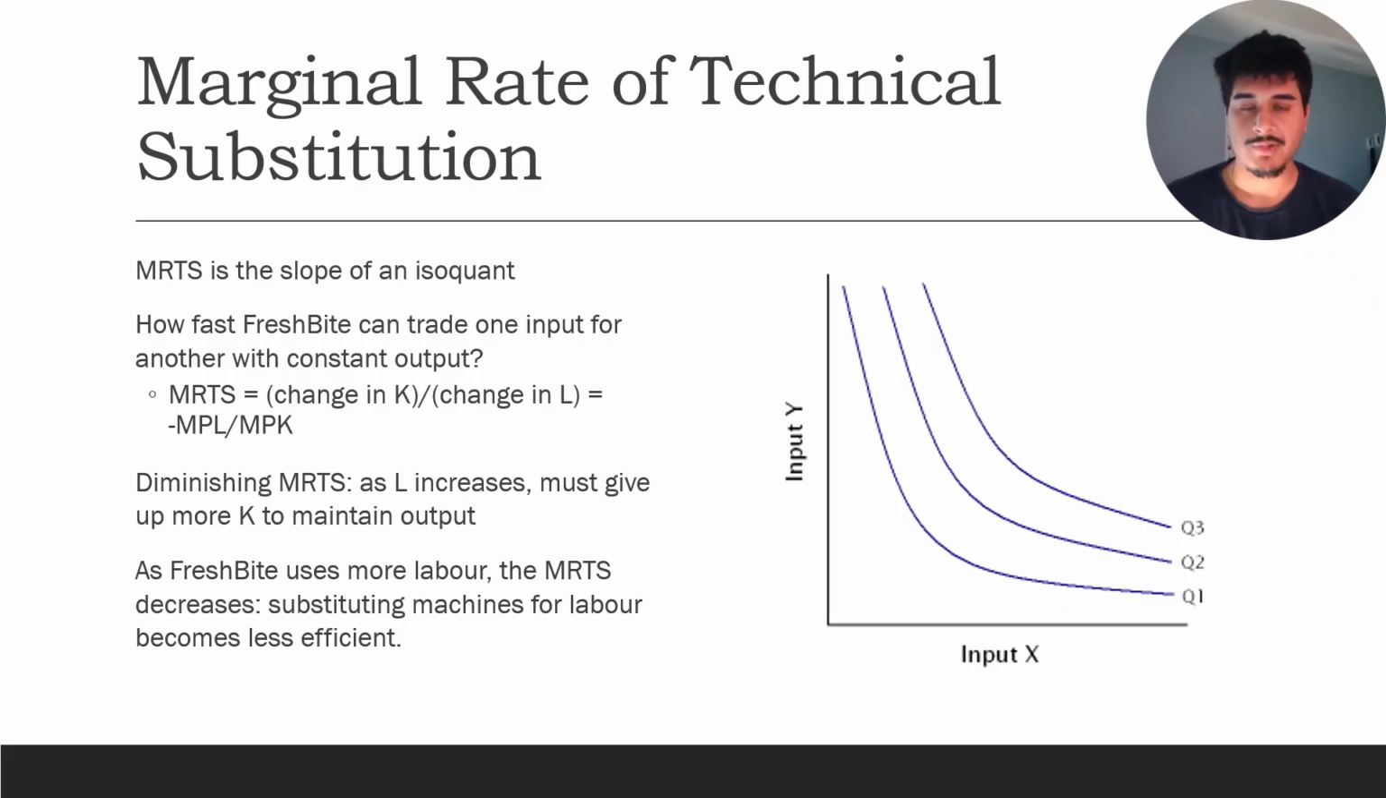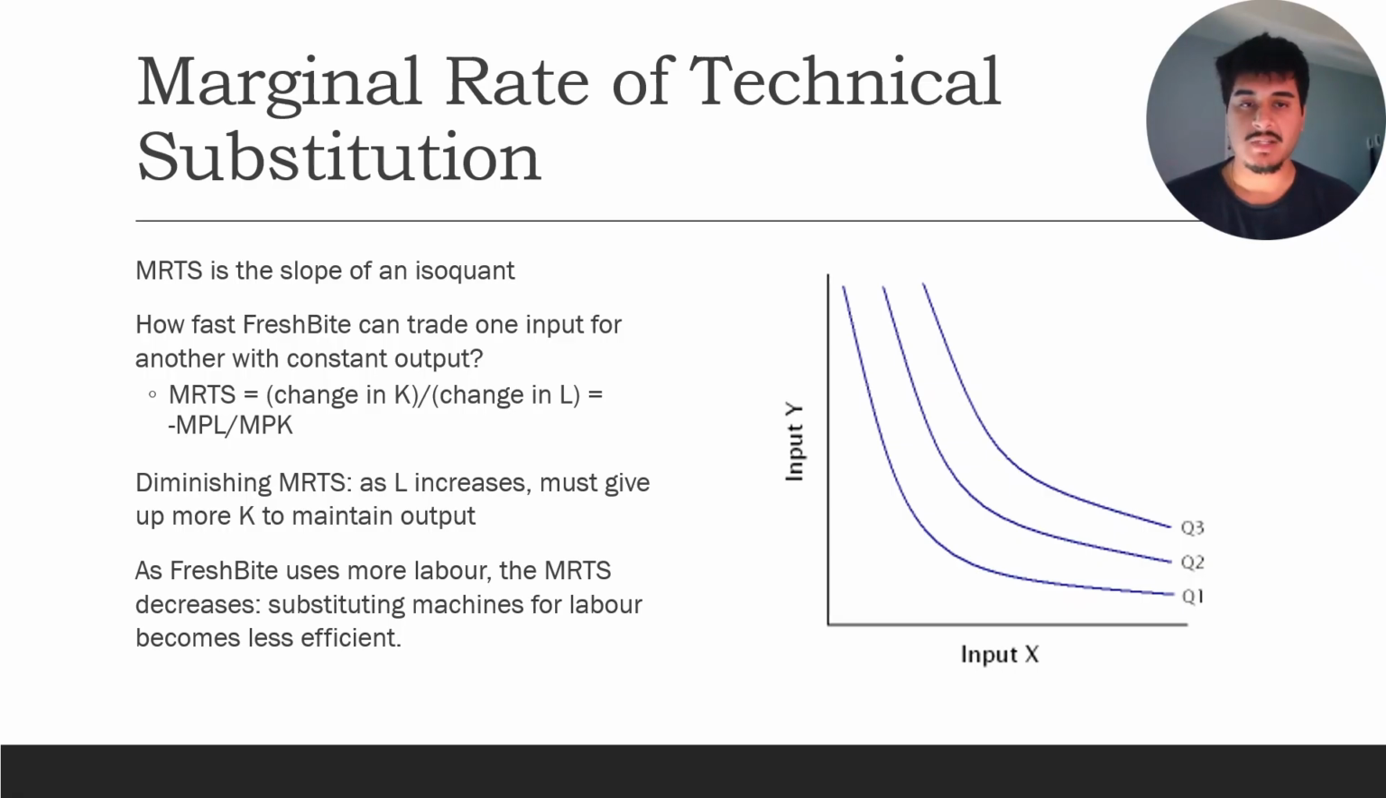Next, let's look at the marginal rate of technical substitution. The MRTS is actually the slope of an isoquant. It shows how fast FreshByte can trade one input for another with constant output. The marginal rate of technical substitution is defined as the change in K, capital, divided by the change in L, labor. This equals the negative marginal product of labor divided by the marginal product of capital.